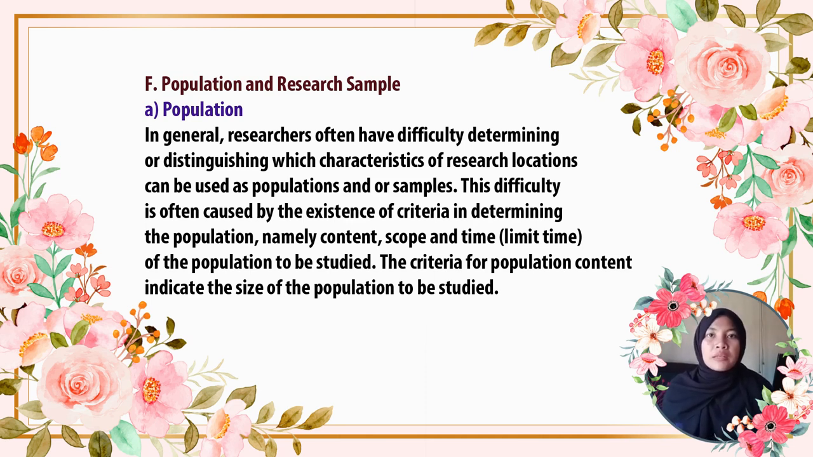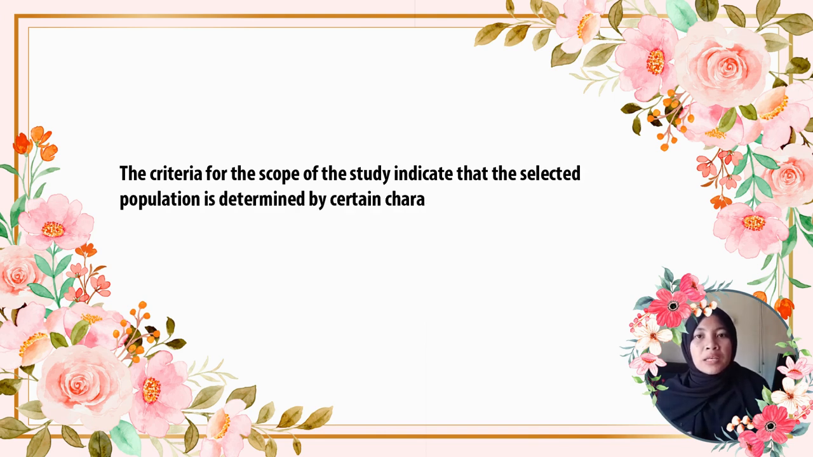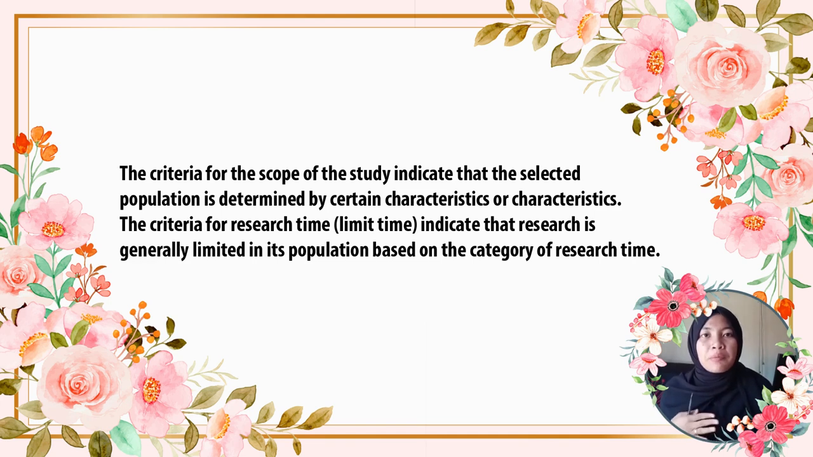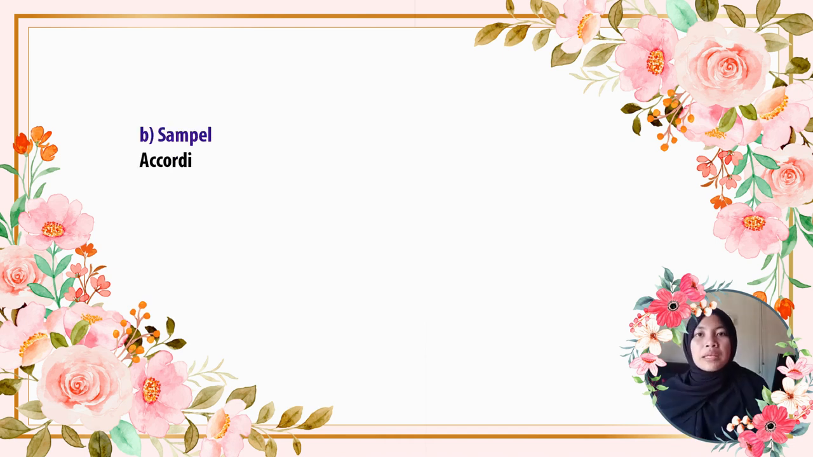Okay. The criteria for population content indicate the size of the population to be studied, and the criteria for the scope of the study indicate that the selected population is determined by certain characteristics and criteria. The criteria for research time or time limit indicate that research is generally limited in its population based on the category of research time. Now about the sample.